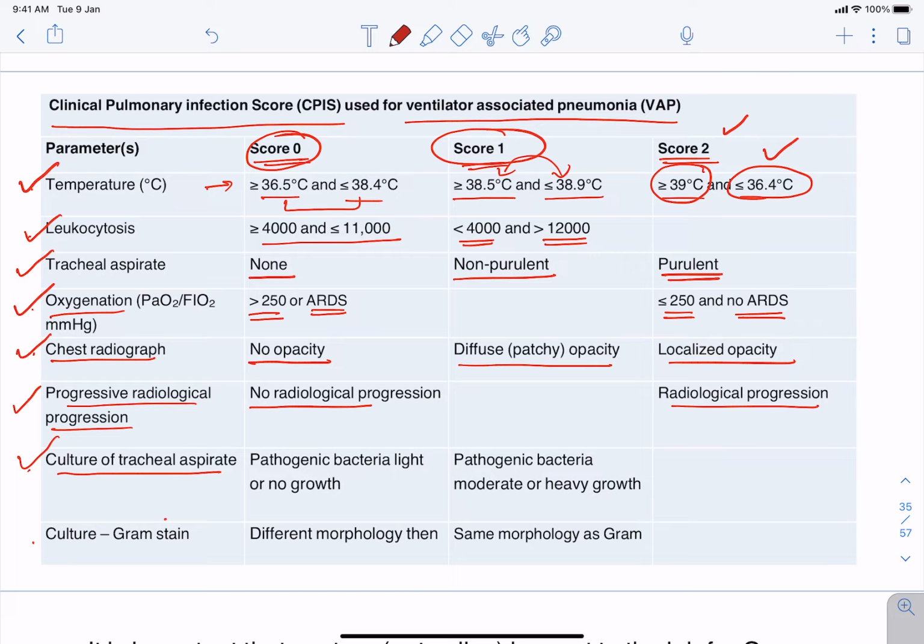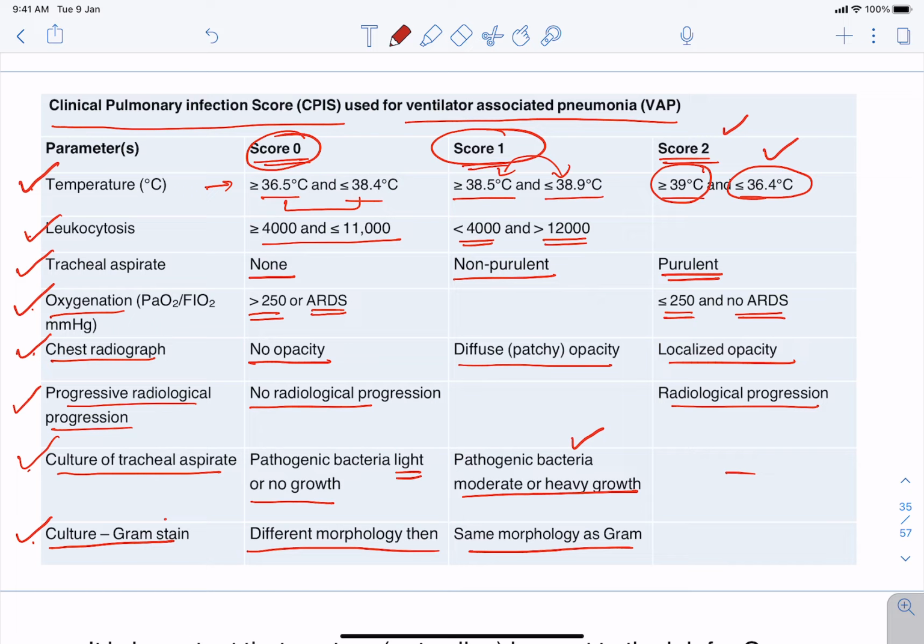Then you have the culture of the tracheal aspirate. If no growth or a light growth is seen, then the score given is 0. And if it is a moderate to heavy growth, the score given is 1. Then for culture and gram stain discordance: if the culture is growing something and the gram stain is showing something else, that means this is contamination, so score 0. And if you are getting the same organism in the gram stain and in the culture, you will give that patient score 1.